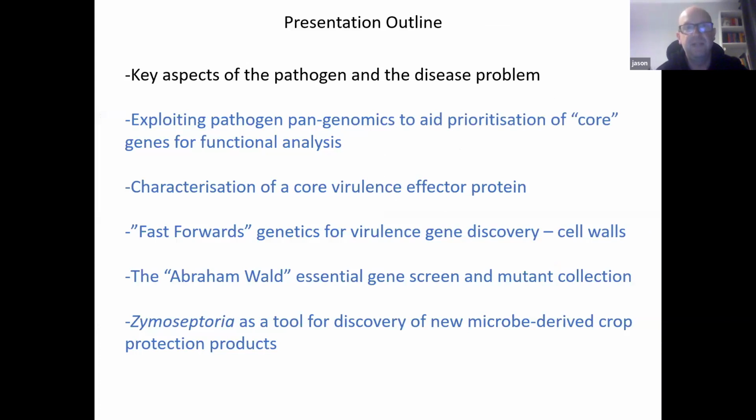In the presentation today, I'm going to start with some key aspects of the pathogen and the disease problem, introducing it. Then I'm going to give you, if time permits, five mini presentations, mini scientific research areas that we're working on. First, pangenomics as a method to identify core genes for functional analysis. I'll give an update on work on characterization of a core virulence infector protein from the pathogen. I'll introduce what I call the fast-forward genetic screen for virulence gene discovery, with a focus currently on cell wall. Then I'll touch on what we call the Abraham-Wald essential gene screen and the associated mutant collection.